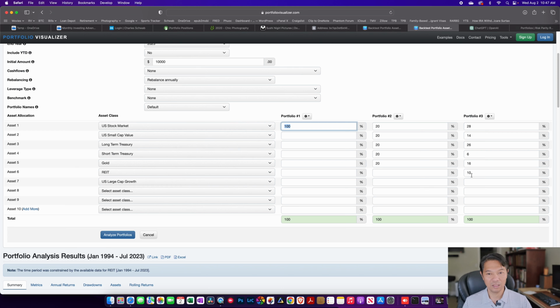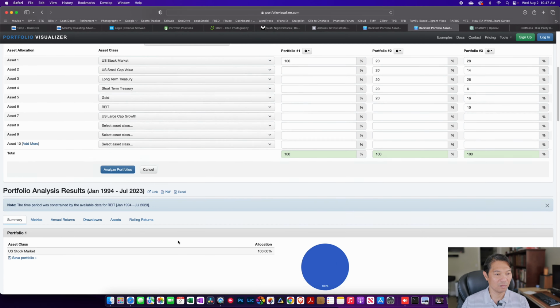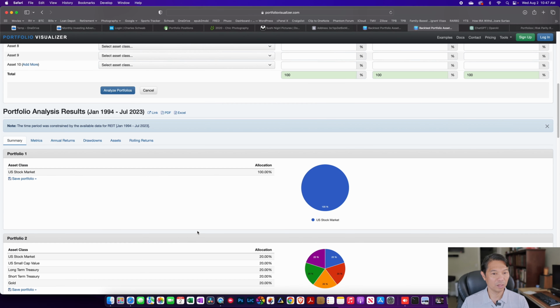Okay, so these are the 3 portfolios that we'll compare. If I analyze these portfolios, I'll get a backtest that is almost 30 years. It's from 1994 to 2023. So here are the allocations of the three portfolios.